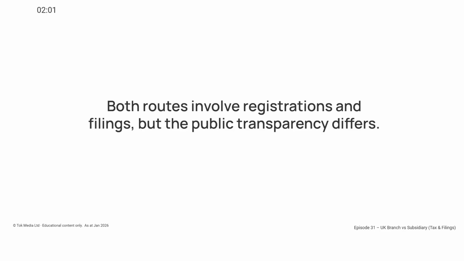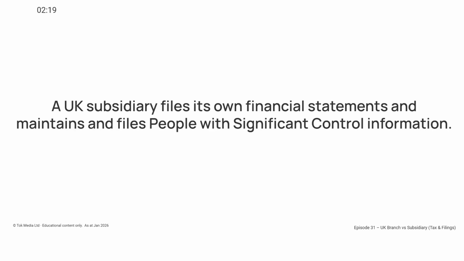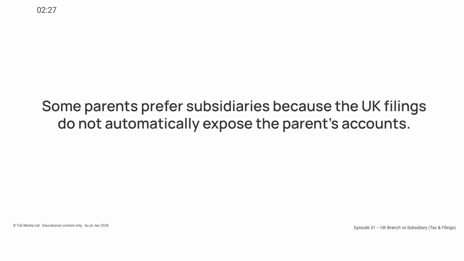Both routes involve registrations and filings, but the public transparency differs. If an overseas company opens an establishment in the UK, it must register that UK establishment with Companies House, and a UK branch may have to file the overseas company's financial statements in the UK. A UK subsidiary files its own financial statements and maintains and files people with significant control information. Some parents prefer subsidiaries because the UK filings do not automatically expose the parent's accounts.